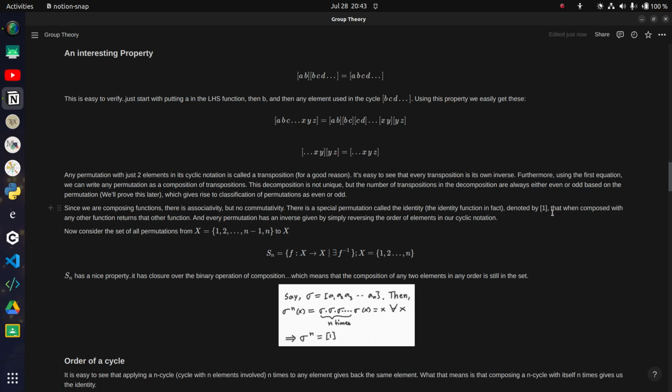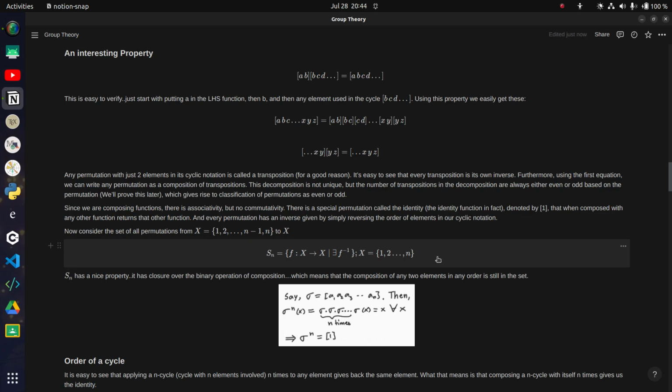Okay, so now consider the set of permutations from x, which is 1, 2, 3, up to n minus 1, n, to x itself. So now you consider the set of all these permutations, right? So Sn is this set. It's all functions going from x to x such that there exists an f inverse, which basically means that f is bijective, because these two conditions are the same. Having an inverse and being bijective are the same thing. Okay, and of course x is this 1, 2, 3, 4 till n.